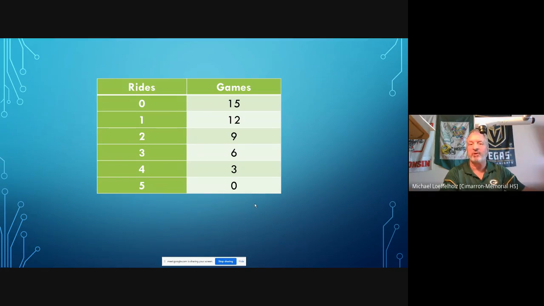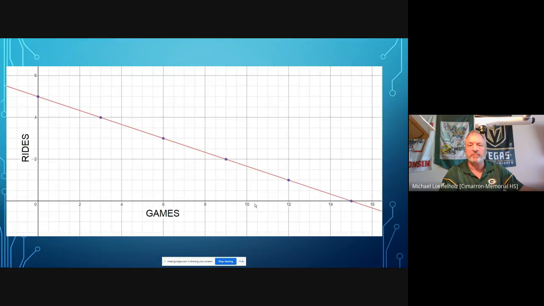So we know how to make a table, and we know how to graph those points. Over here, if I do 0 games, I would get 5 rides, like at the bottom of the table. And at the top of the table, if I do 0 rides, I am out here at 15 games. And in between, you can see if I do 2 rides, I can do 9 games, etc.